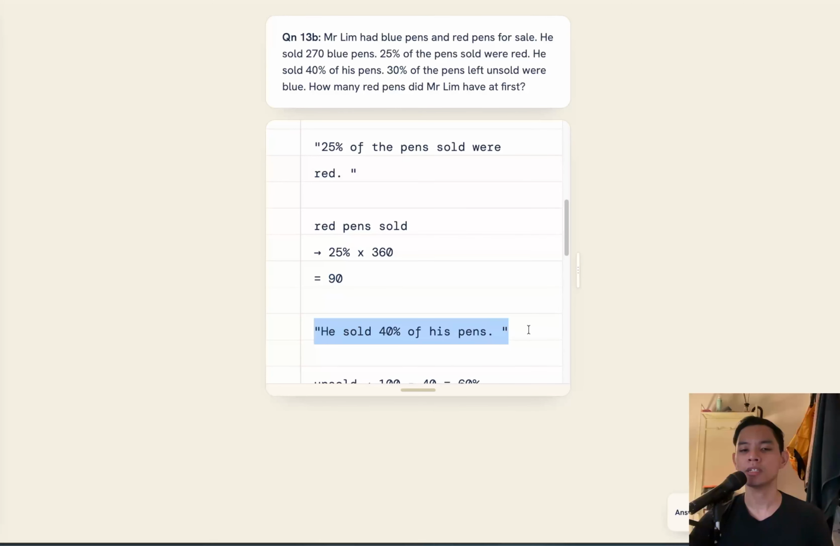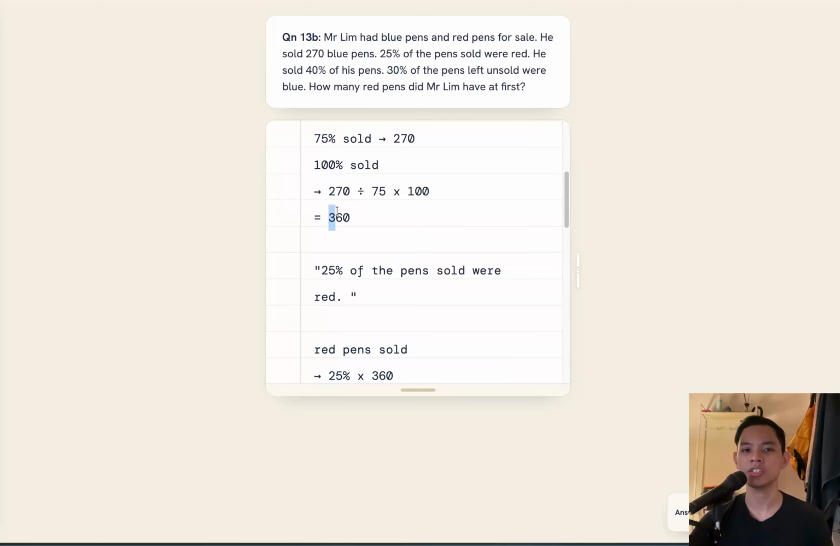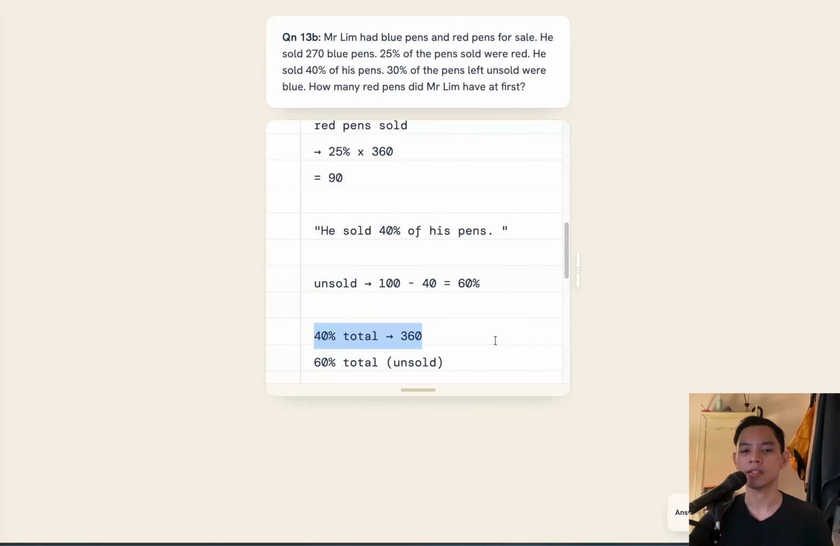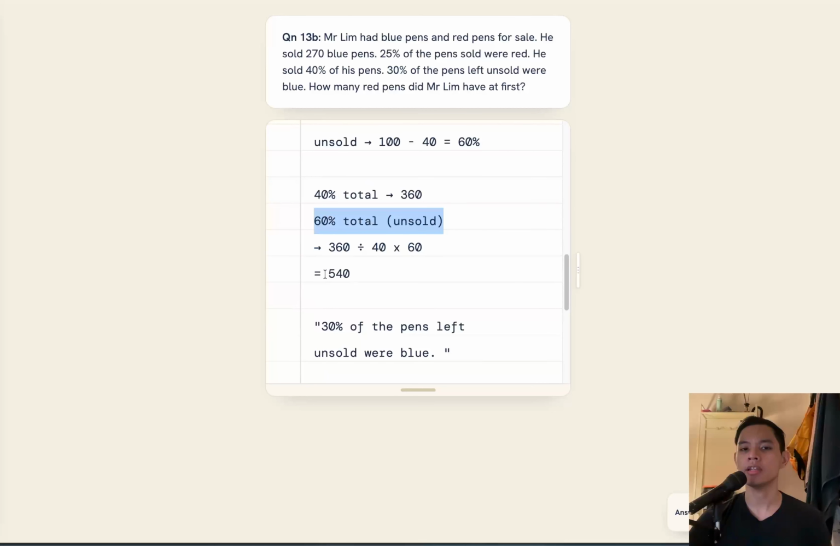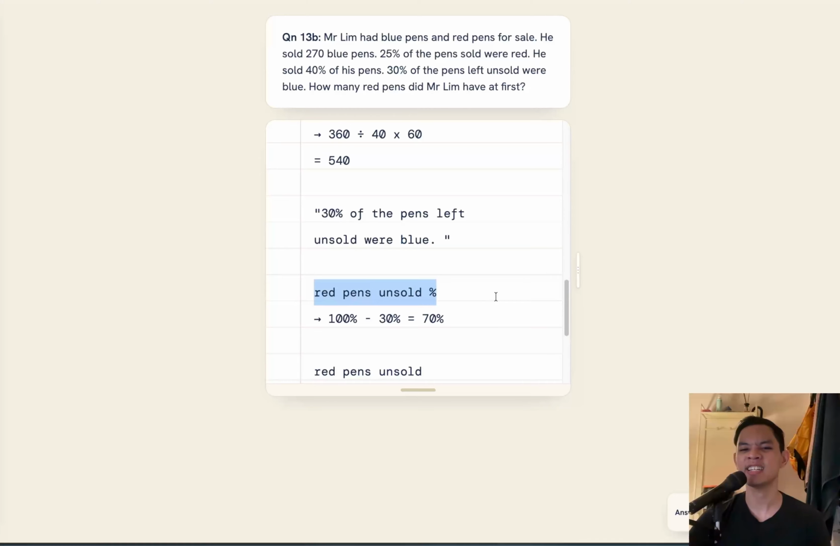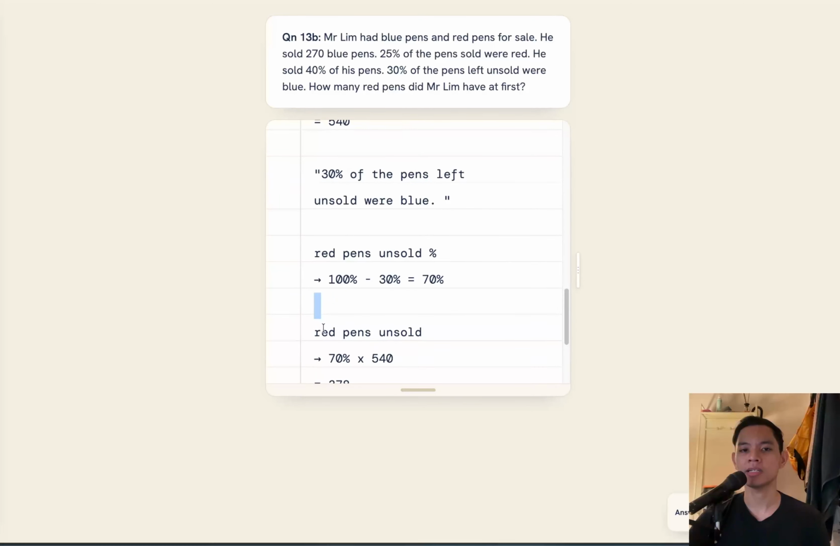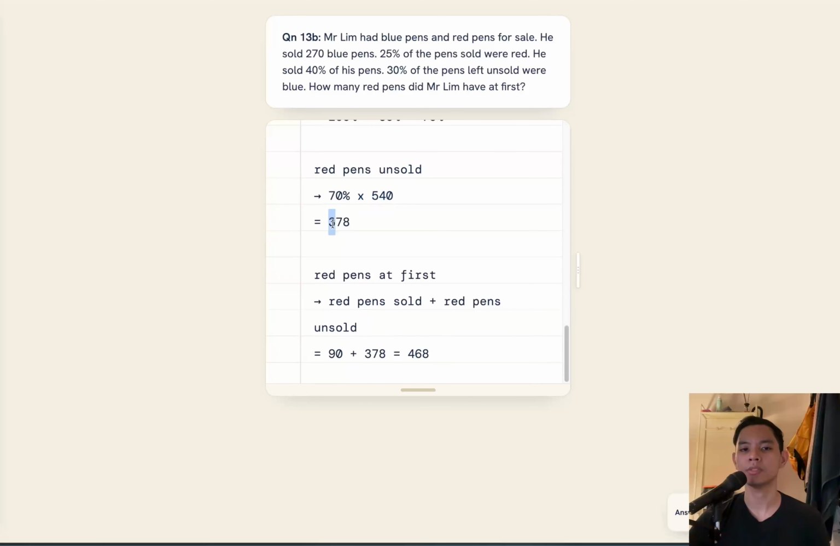Then he sold 40% of his pants, which means this 360 is actually 40%. So the unsold is 100 minus 40, which is 60%, which is the total unsold, and that will give us 540. And then 30% of the pants unsold were blue, which means red pants unsold is 100% minus 30%, which is 70%. So red pants unsold is 70% times the total unsold, 540, which is 378.